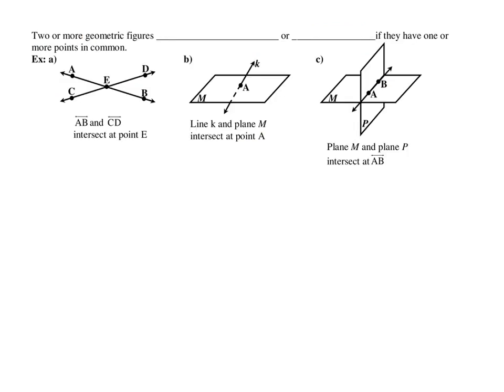All right, two or more geometric figures intersect. What's a more simple term for intersect? So you could say cross. All right, if they have one or more points in common. So these two lines here, where do they intersect? They intersect at E. We could call this one line AB, and we could call this one line CD.